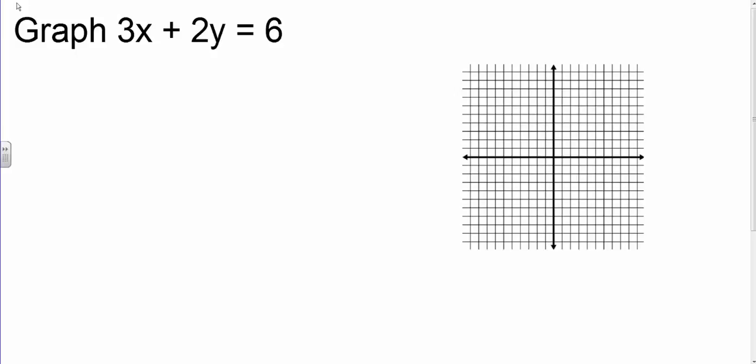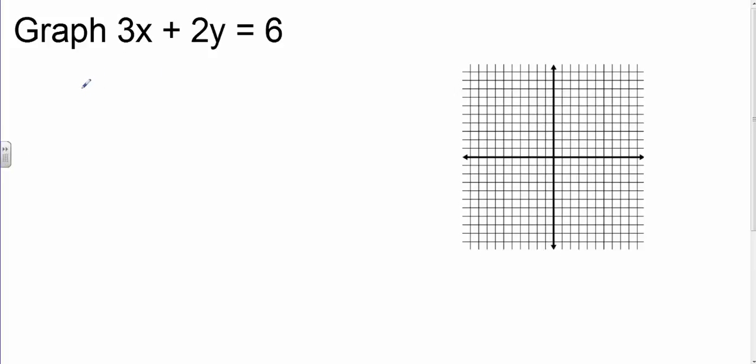The way that you check to see if it's easy is you check to see if the constant on the right side is divisible by the two coefficients. So we look, and 6 is divisible by 3 and 6 is divisible by 2. So that means this is going to be an easy one to do with the y-intercept and the x-intercept. So let's try the x-intercept first.